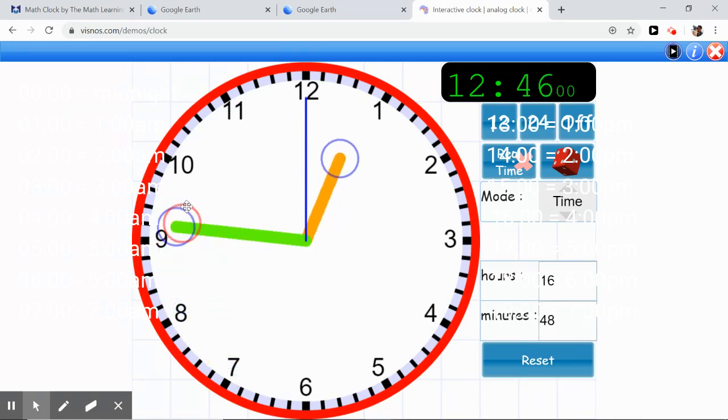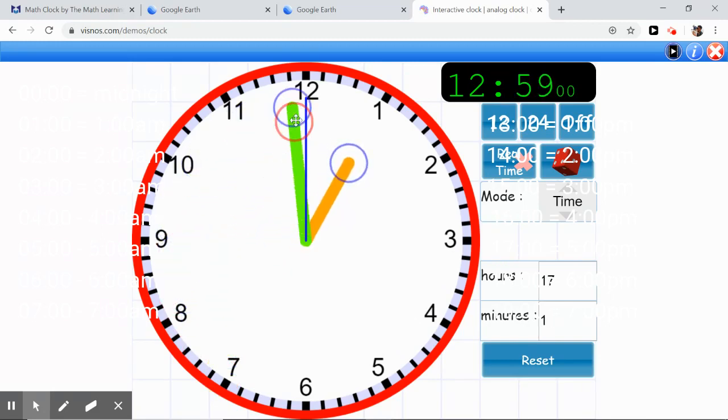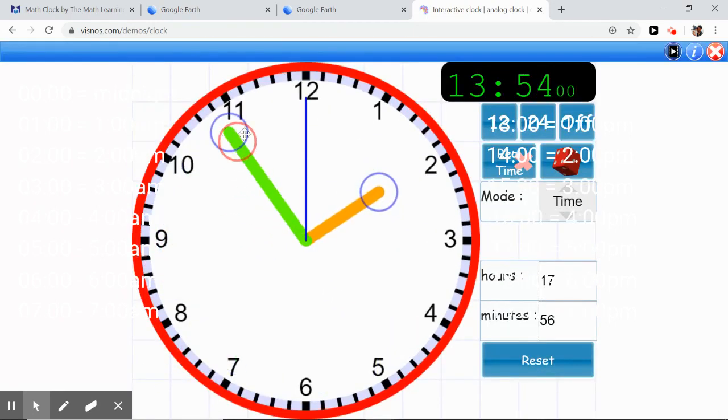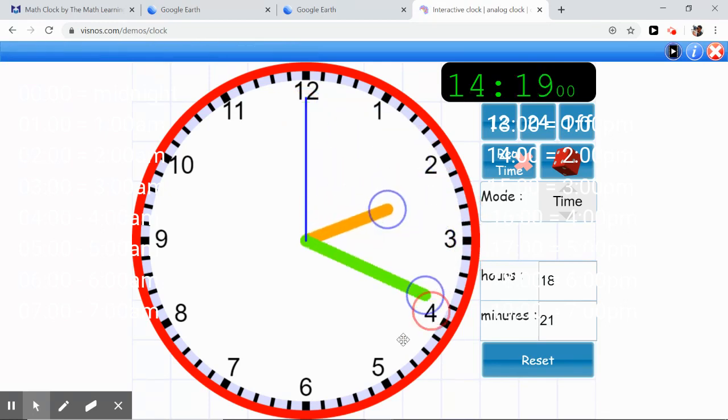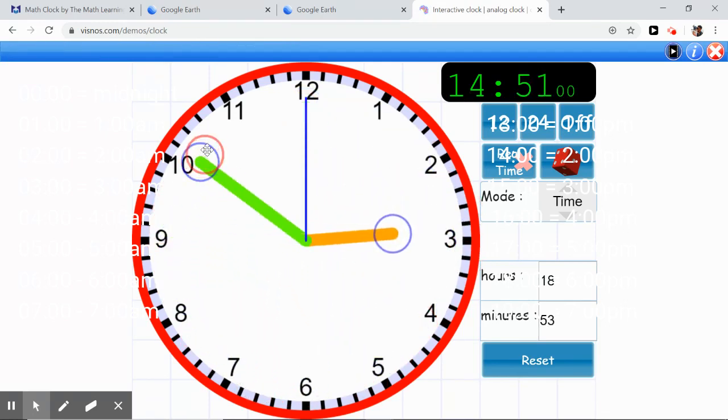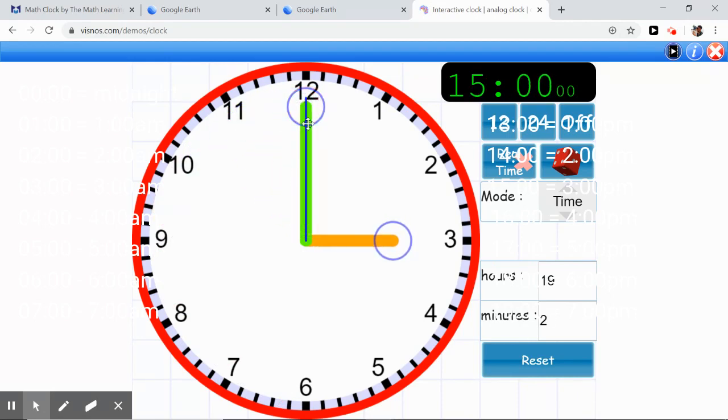So on an analog clock, you will see that it looks like it says 1 o'clock. But on a 24-hour digital clock, it will say 13 because it's the 13th hour of the day. We go to 2 o'clock. Whoops. That's the 14th hour of the day. And you've guessed it, 3 o'clock in the afternoon, 3 p.m., is the 15th hour of the day.